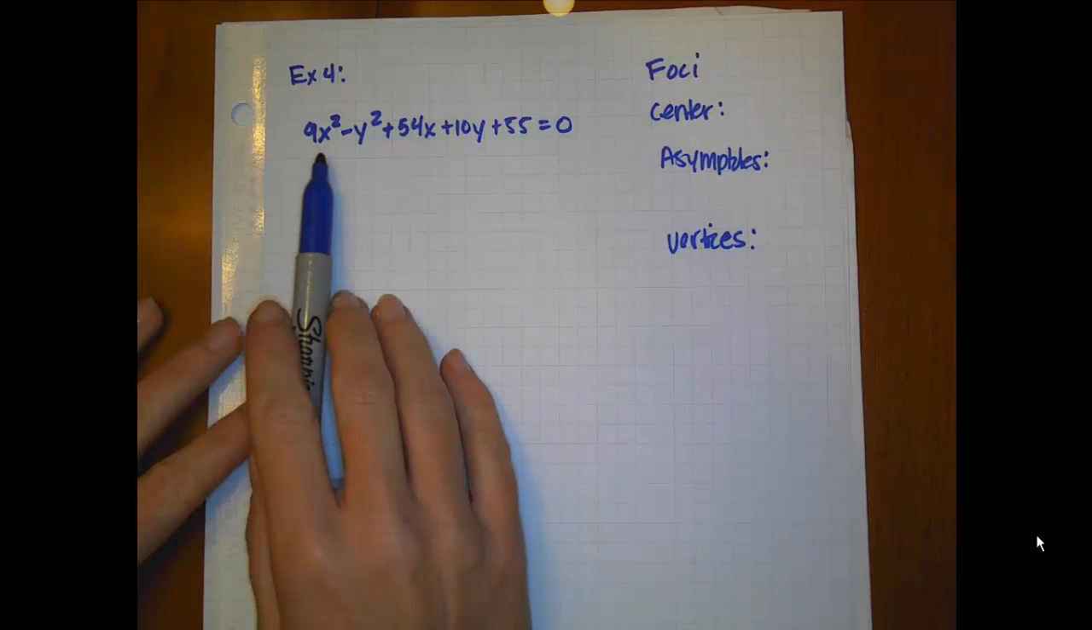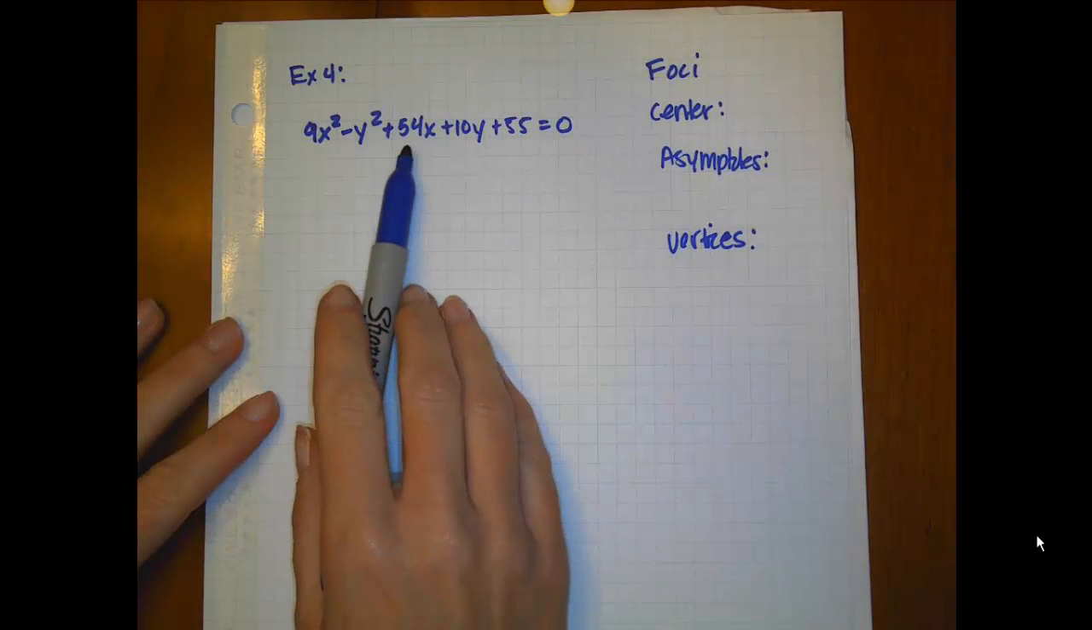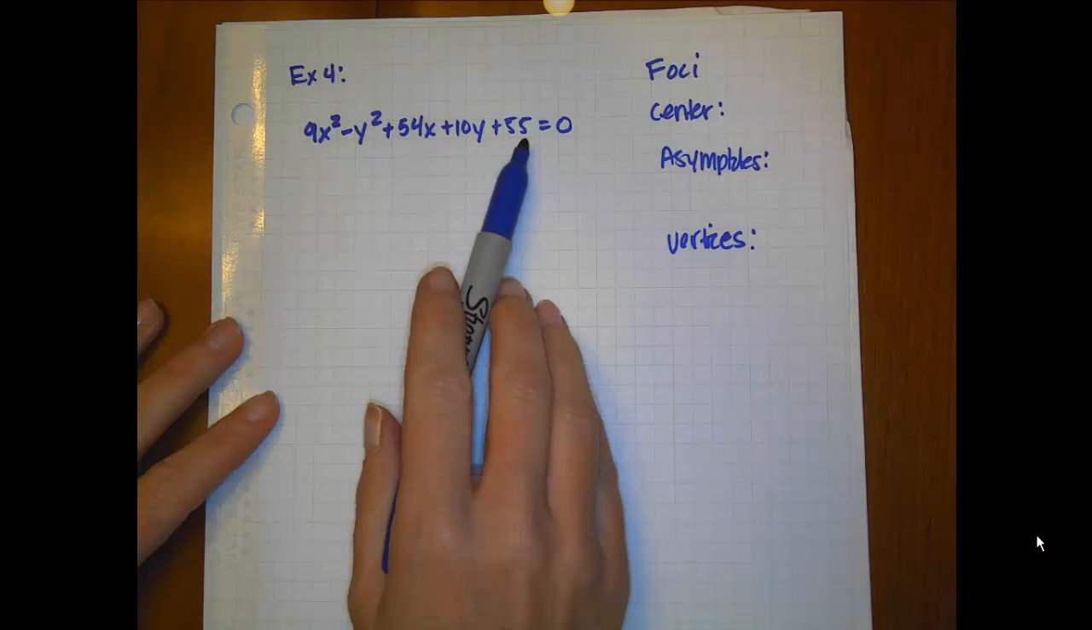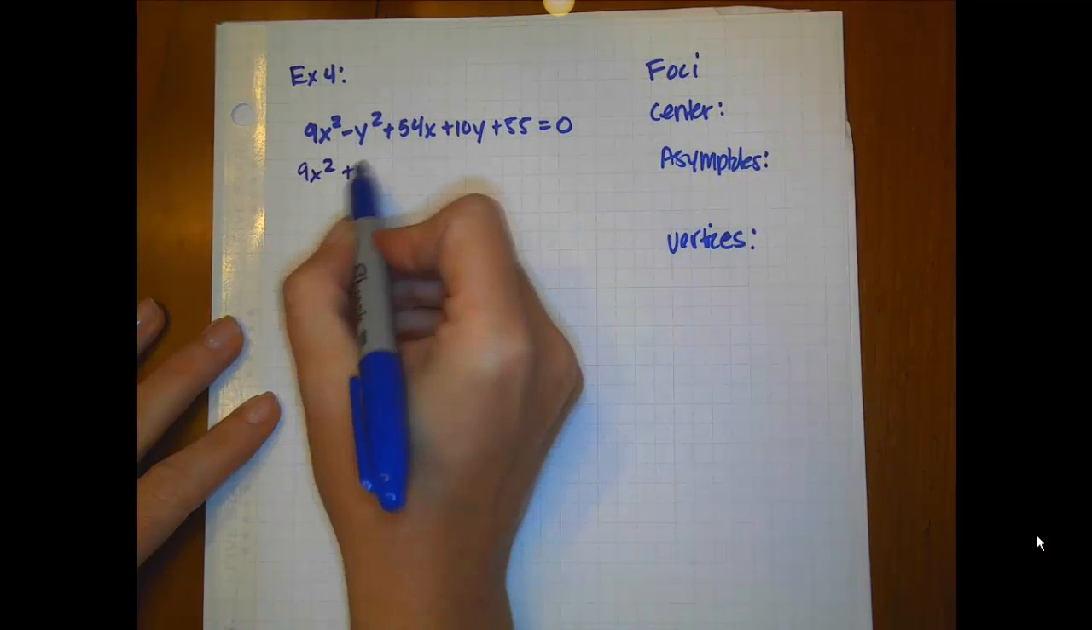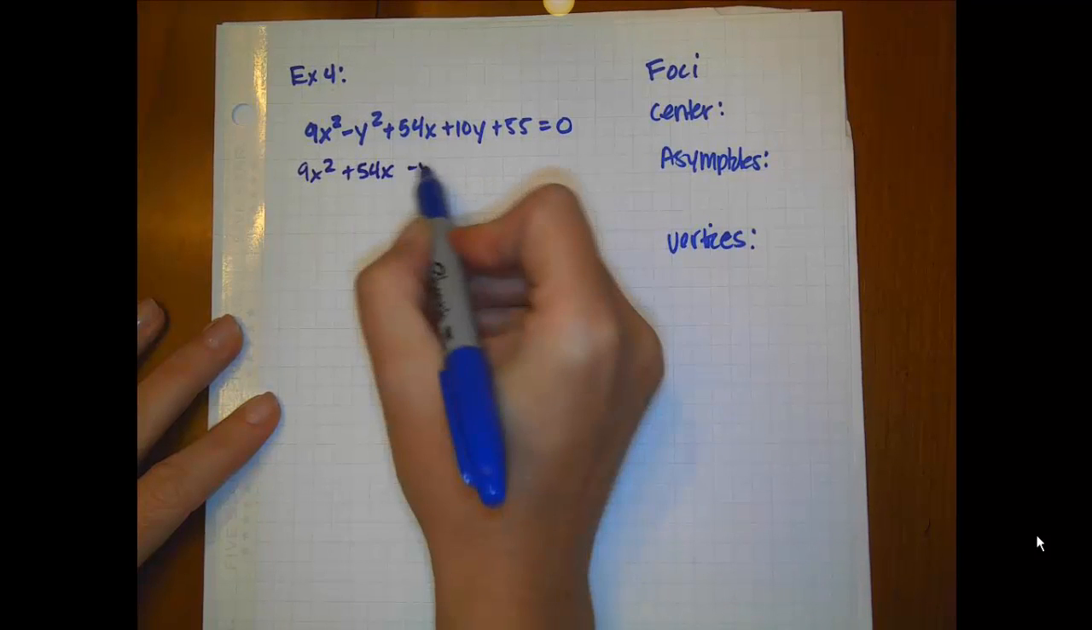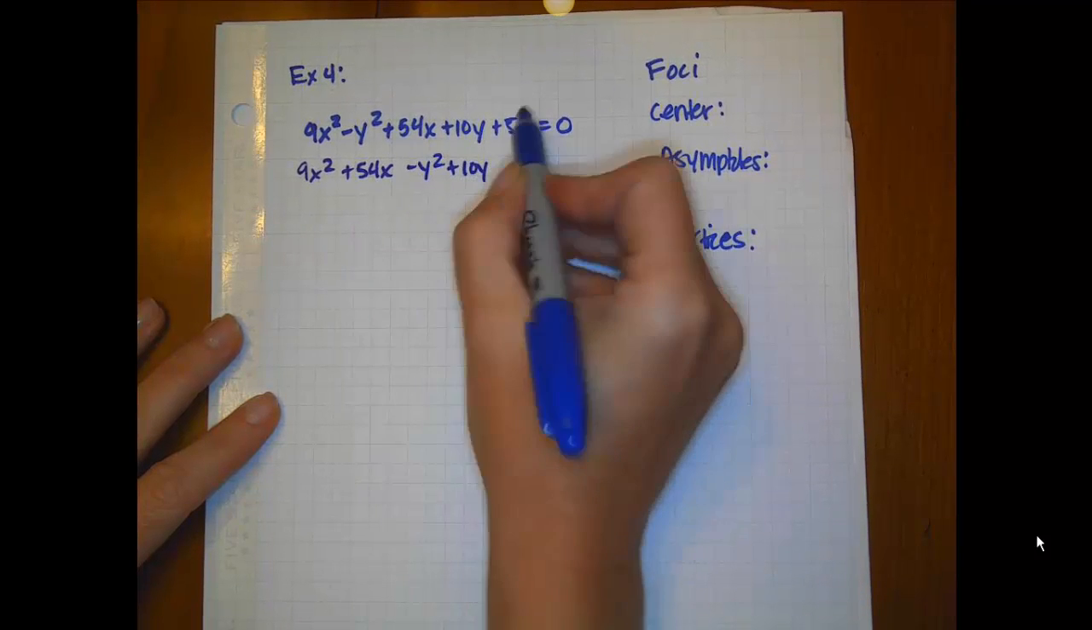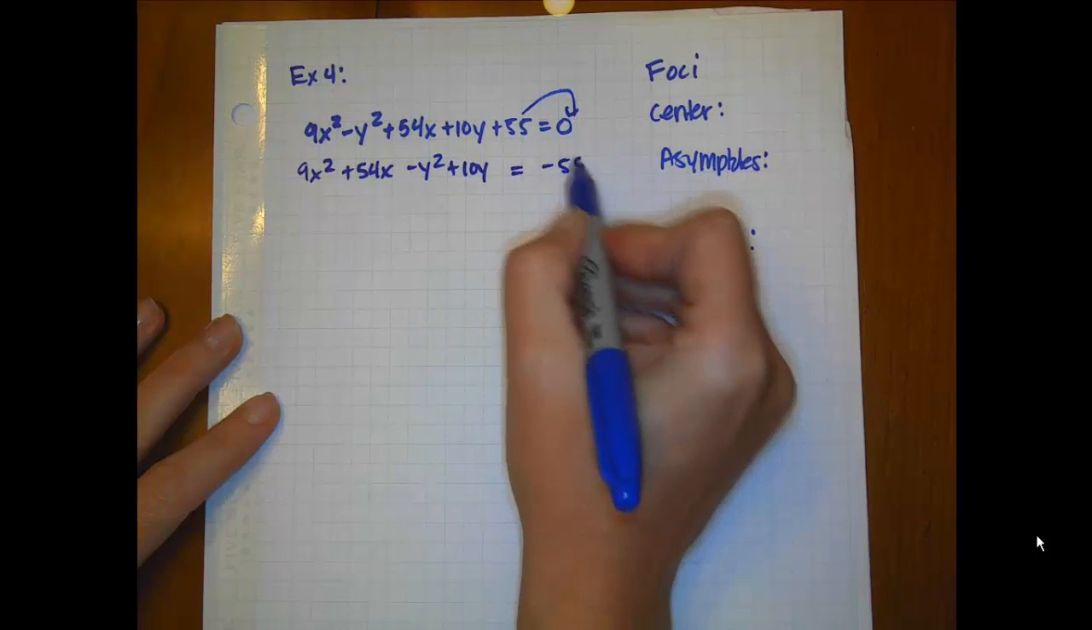All right, so I have 9x squared minus y squared plus 54x plus 10y plus 55 equals 0. I'm going to reorder my terms so that I have the x information together, and then I have the y information together, and I'm going to pop the 55 to the other side.